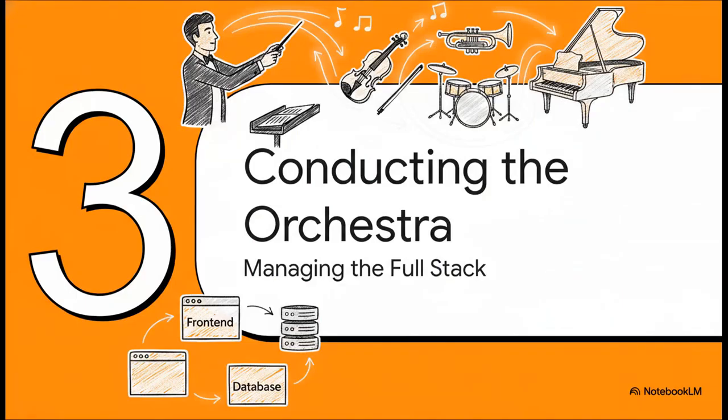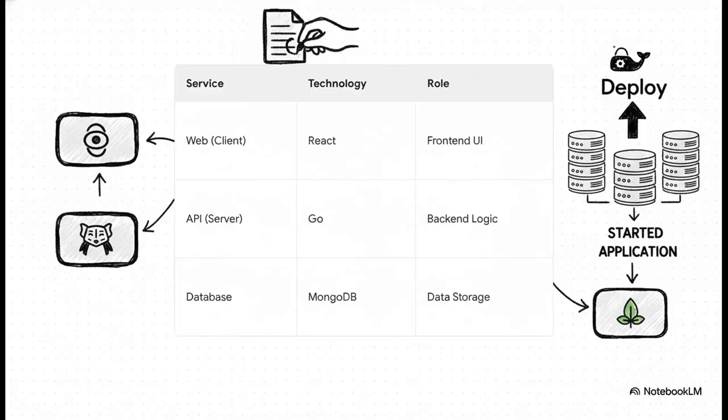Okay, but our Magic Stream app isn't just one single box, right? A full-stack application is more like an orchestra. You've got different services, the front end, the back end, the database, and they all need to play together in perfect harmony. So how do we conduct this orchestra? We use a tool called Docker Compose. It's our conductor's baton. It lets us define all of our services in one single configuration file. We say, here's our React client, here's our Go server, and here's our MongoDB database. Then, Docker Compose reads that file, and with just one command, it starts up the entire application, making sure all the parts can talk to each other correctly.